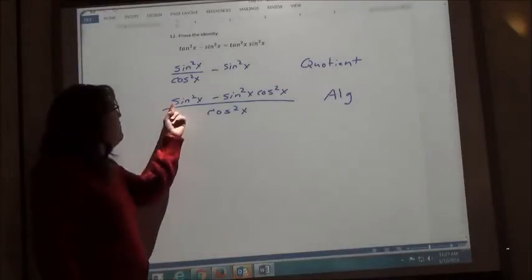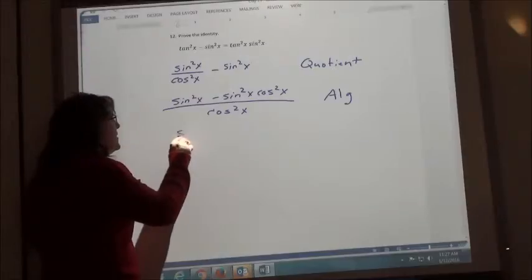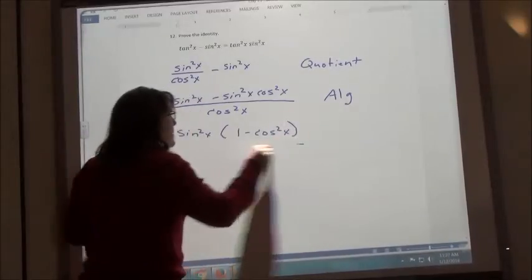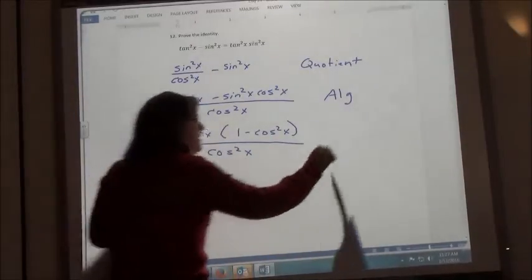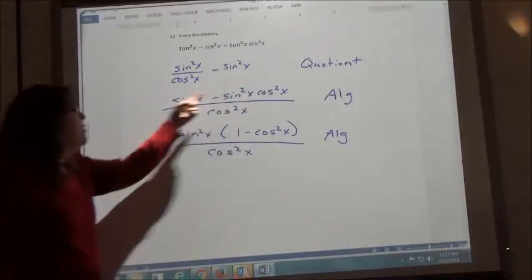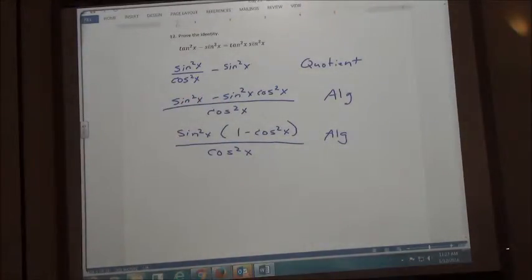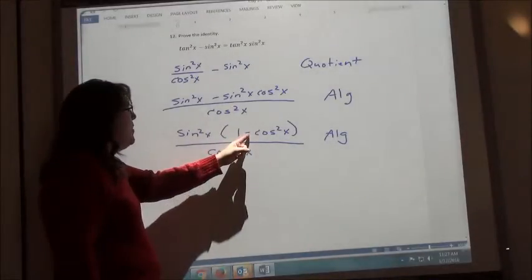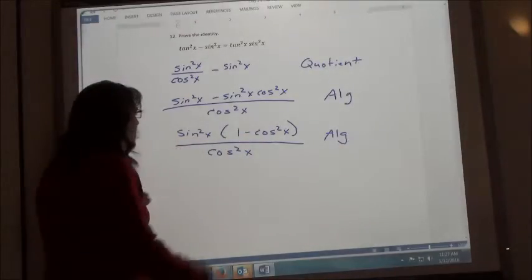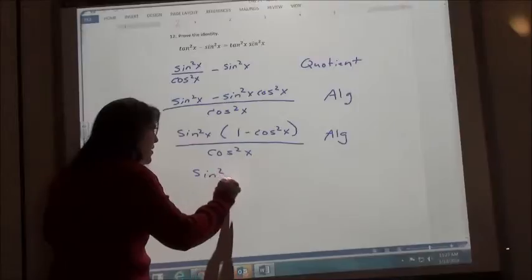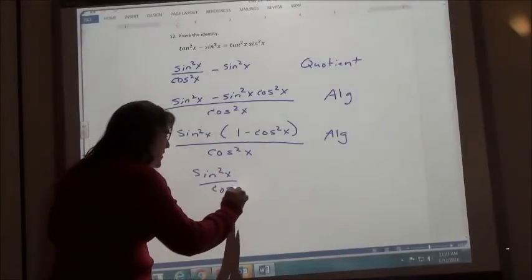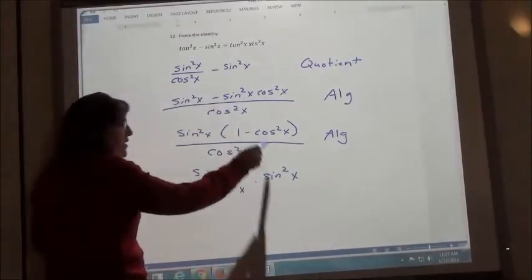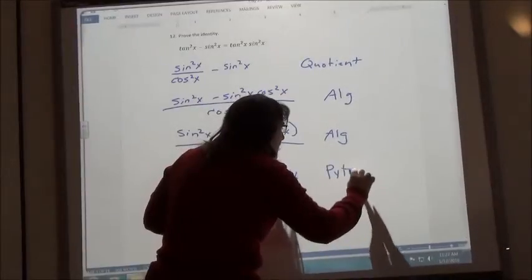So if I look at this, I can factor this top part out. I can take the sine squared of x out, and I get 1 minus the cosine squared of x over the cosine squared of x. Again, that's just doing algebra. I'm just doing factoring. I'm taking that sine squared of x out of there. One minus the cosine squared is equal to the sine squared, so I can make this the sine squared of x over the cosine squared of x times the sine squared of x. Just replacing that using my Pythagorean identity.